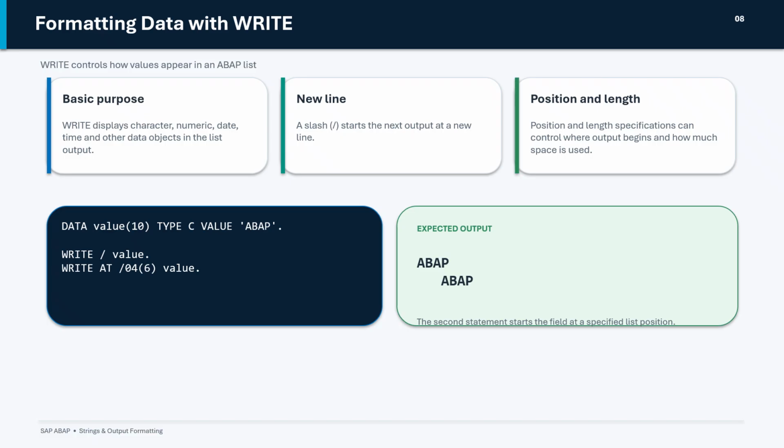In the first example, we write a statement and display the value on a new line. The second one writes at position 4, with a total length of 6, starting from the fourth character on the fourth line. This is the way you can see ABAP printed: the first one, and the second one with the 4 gaps, and ABAP is printed this way.